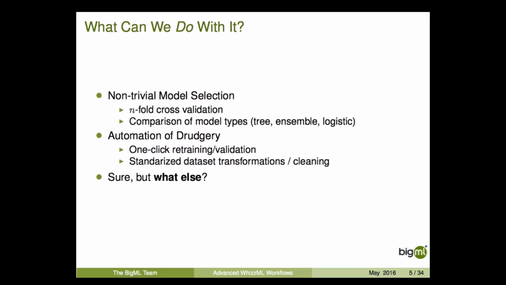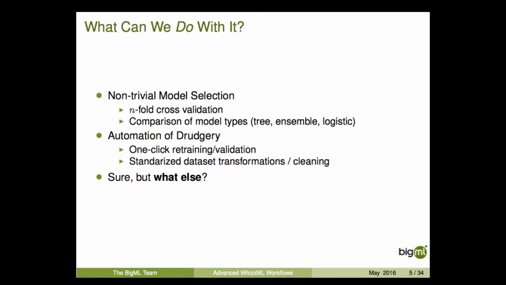So what can we do with it? A couple of the things that we've seen that WhizzML is useful for: model selection tasks. That's a common machine learning workflow, where you split your data set into a bunch of training and test sets, and you train on the training data and you test on the testing data, and you use that to estimate the performance you're going to get out of sample when you deploy your model in the real world.